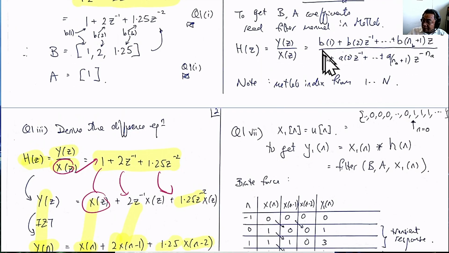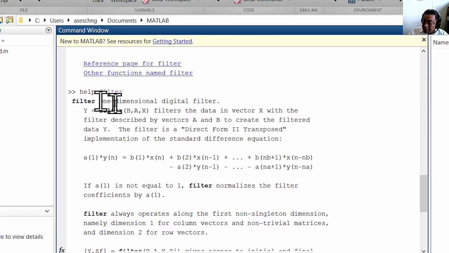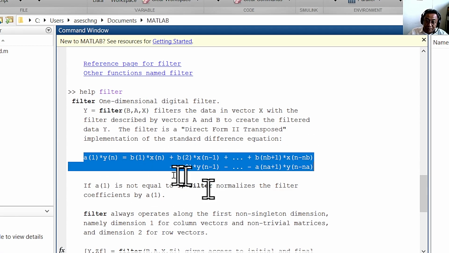Remember that in MATLAB, if you type the words help filter, you will see that the filter is expressed by this expression over here. So type help filter in MATLAB, and you'll read what the filter means in MATLAB. The first thing you must remember is that MATLAB has entries starting with index 1 and not 0 for its vector notation. So what we have is this difference equation here.